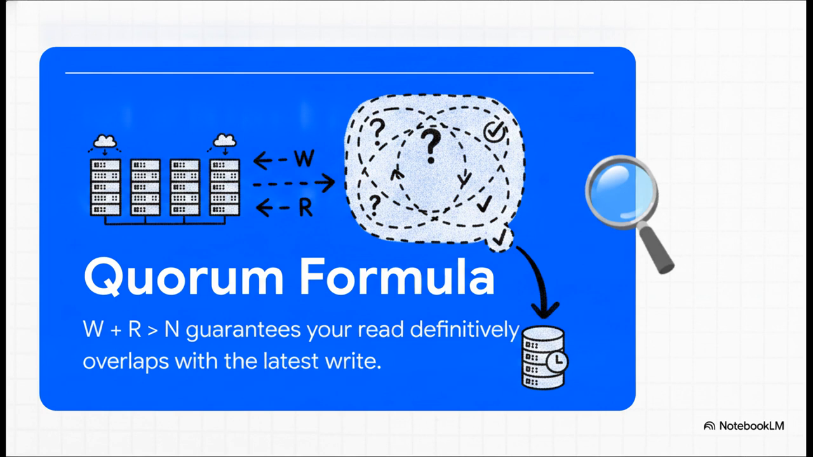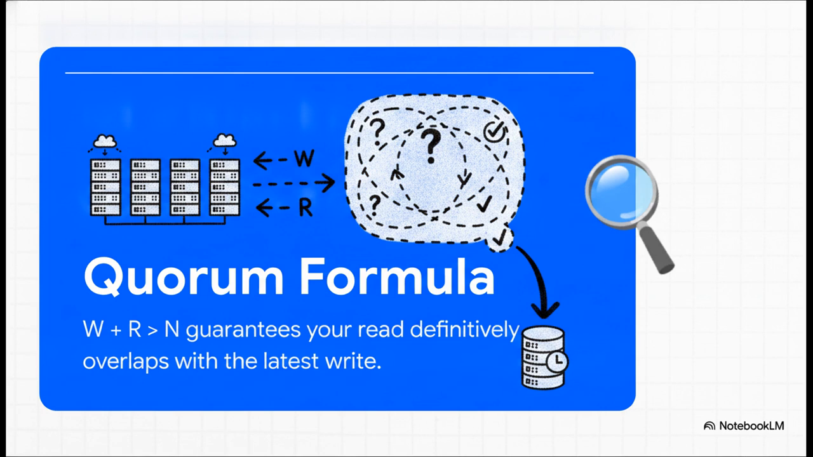Engineers use a simple piece of conversational math for this called the quorum formula. W plus R must be strictly greater than N. Let's break that down. It's actually really simple. N is the total number of replicas you have. Let's say we have 3 servers in total, so N is 3. W is how many servers must confirm a write, and R is how many servers you must query for a read.